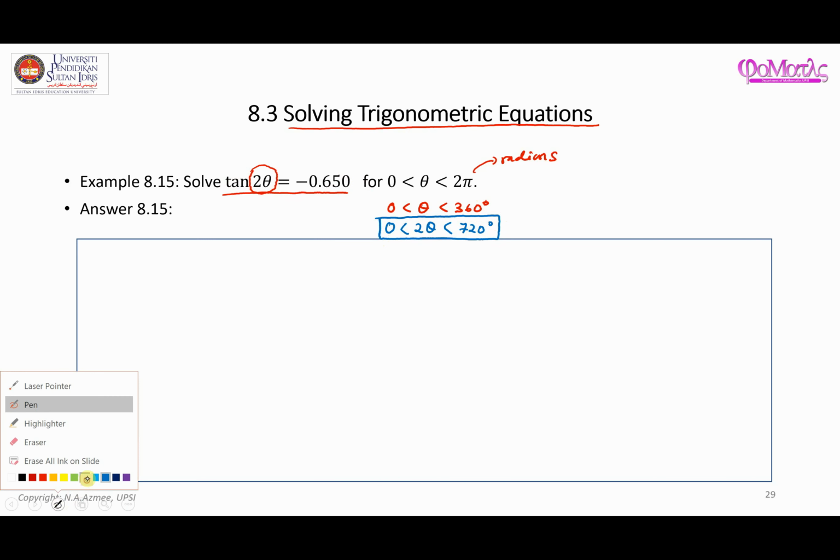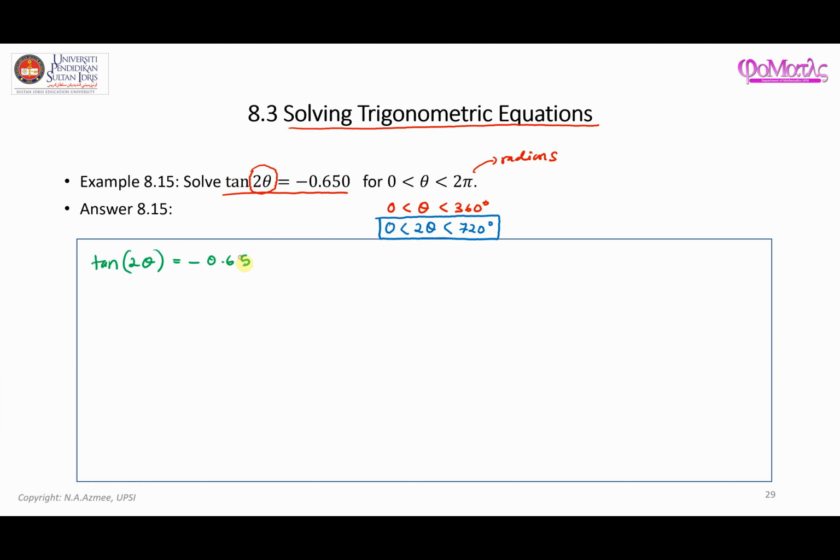Next, I'm going to write down the equation: tangent 2 theta is equal to negative 0.65. If you think that this is bothering you, you can always let 2 theta be equal to x, so that it's just one letter to represent the unknown. So now tangent x is equal to negative 0.65. So what is x? x is just the inverse of tangent, so we have inverse tangent of negative 0.65.